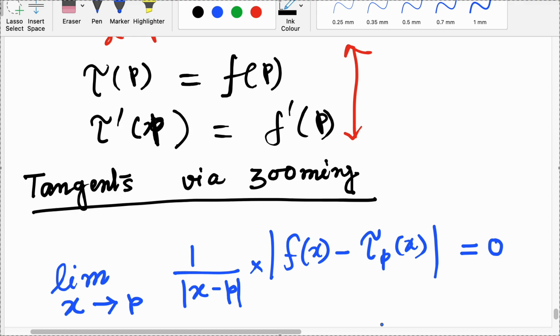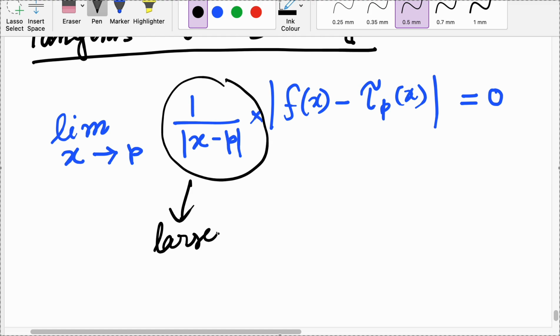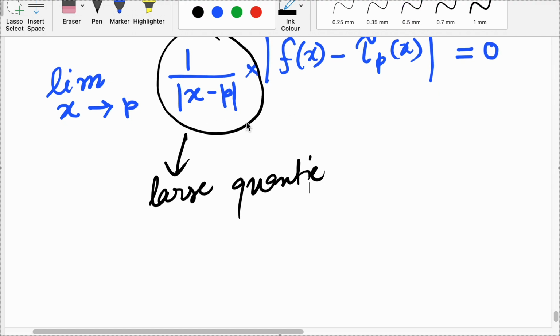It's not only that at the point they are exactly the same, but also in the nearby region f(x) and T_p(x) are very similar. This is a very small quantity, while this is a very large quantity, because if x tends to p, that means x and p are very near points, then the distance between the two will be very small.